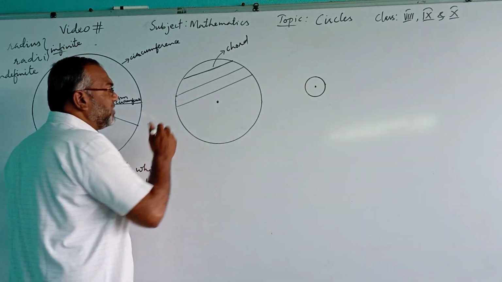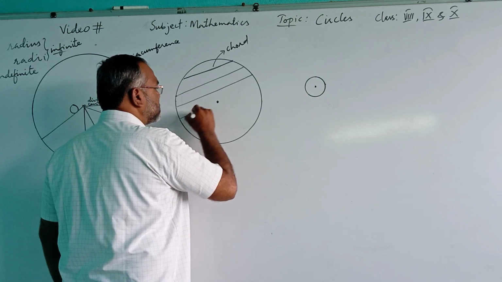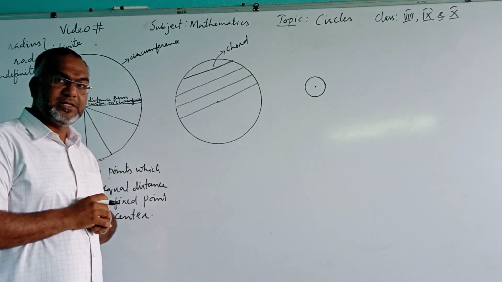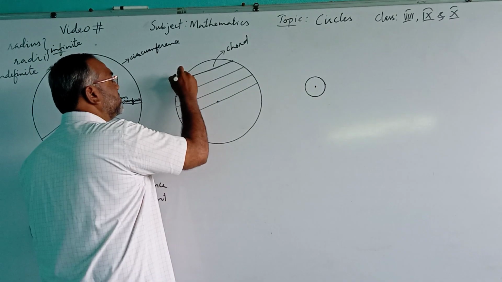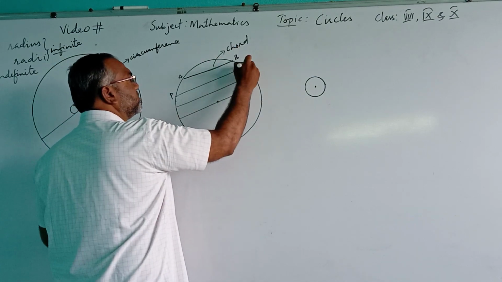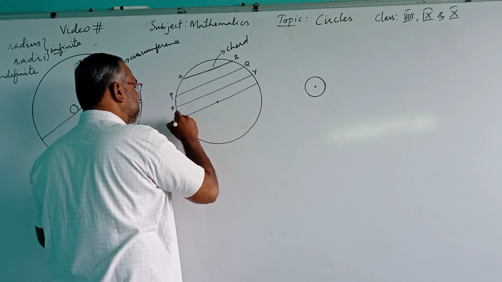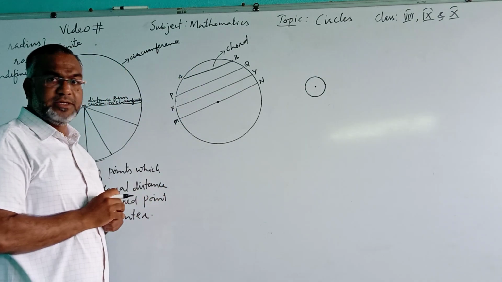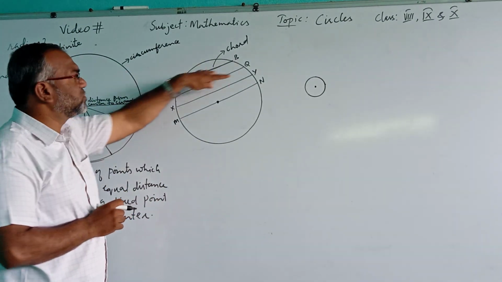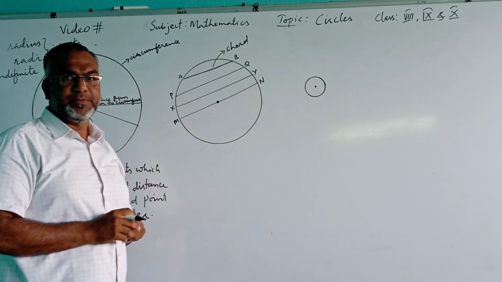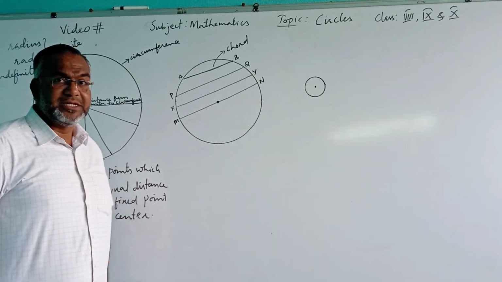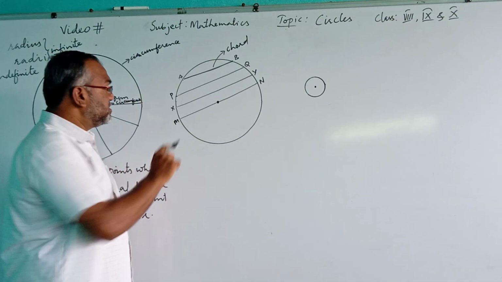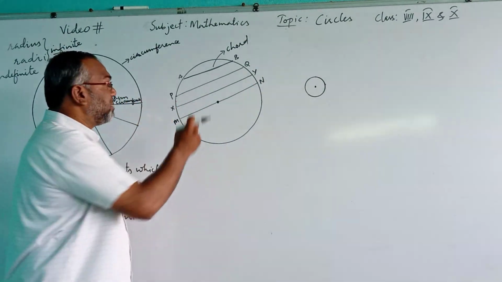Now what if I draw a chord that passes through the center? This chord is passing through the center. Imagine this is AB, this chord is PQ, this chord is XY, this chord is MN. These are all chords. AB, PQ, XY and MN are all chords, but AB, PQ and XY are not passing through the center. This chord is special. It's passing through the center.